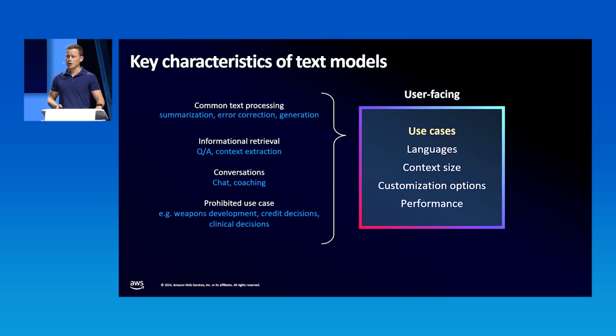Then we have user-facing characteristics. These are definitely, let's say, more impacting the user experience. And of course, the use cases that the model supports. So in our case, we want to build a generative AI application that is going to summarize long scientific documents. So we need to make sure that our LLM, of course, supports this use case.